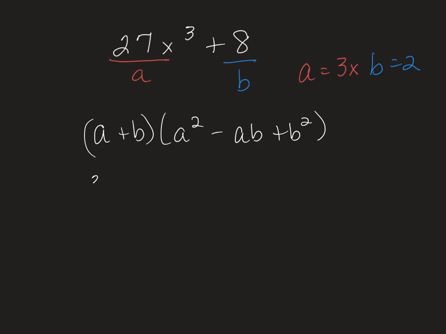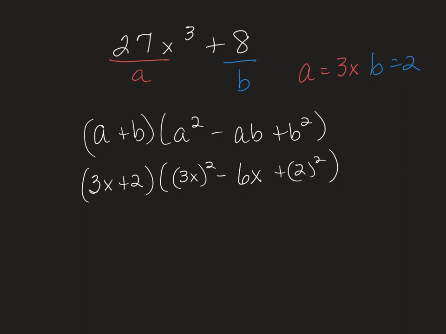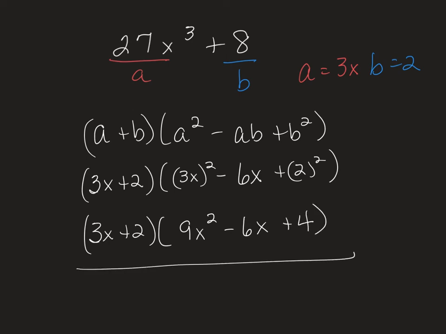This is going to be 3x plus 2. Then 3x squared minus, this is going to be 6x if I take 3x times 2, plus 2 squared. Simplify my numbers. The first one stays the same. This is 9x squared minus 6x plus 4. And that would be your factored form.